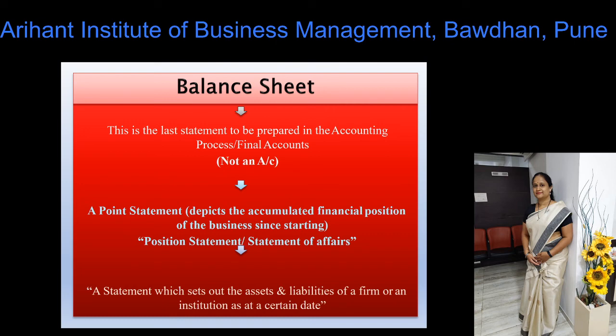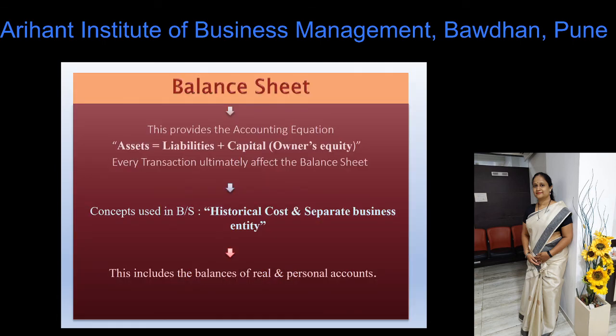Now the balance sheet is the last statement to be prepared in the accounting process, or final accounts. This is not an account, it is a statement. A position statement depicts the accumulated financial position of the business since starting. It is the position statement or statement of affairs, a statement which sets out the assets and liabilities of a firm or an institution as at a certain date. The balance sheet provides the accounting equation: assets equal liabilities plus capital, that is, owner's equity.